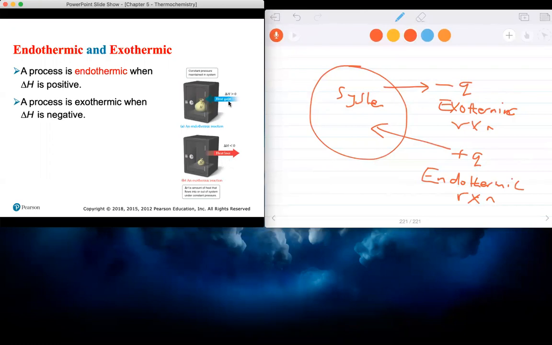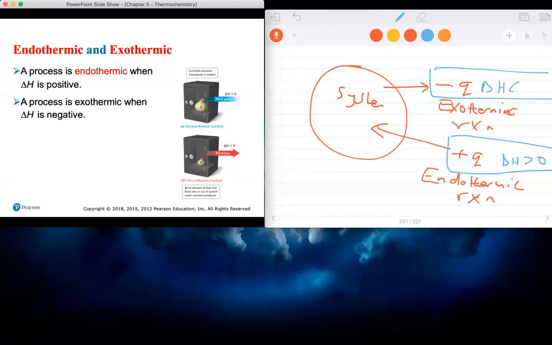I want you to pay attention to this symbol right here, because you will see in the equation anything greater than 0 is positive. You know, from the number line, anything greater than 0 is positive. That is why I have positive here. So you can relate this, that it also means delta H is greater than 0. Anything greater than 0 is positive. Anything less than 0 is negative.